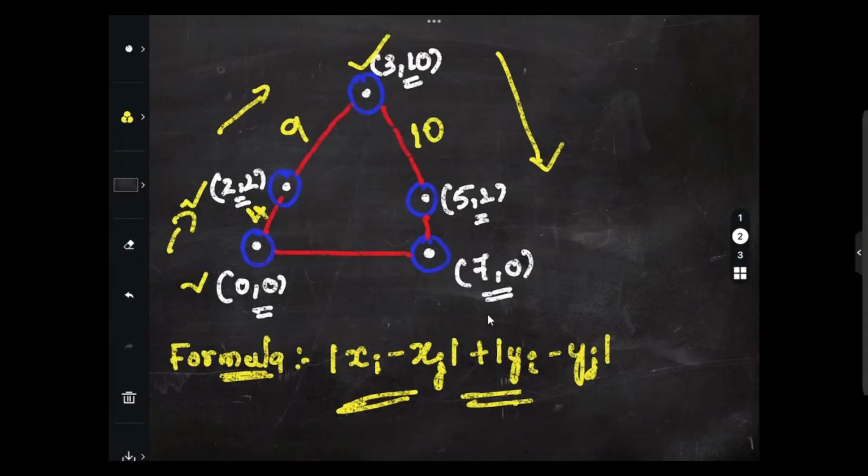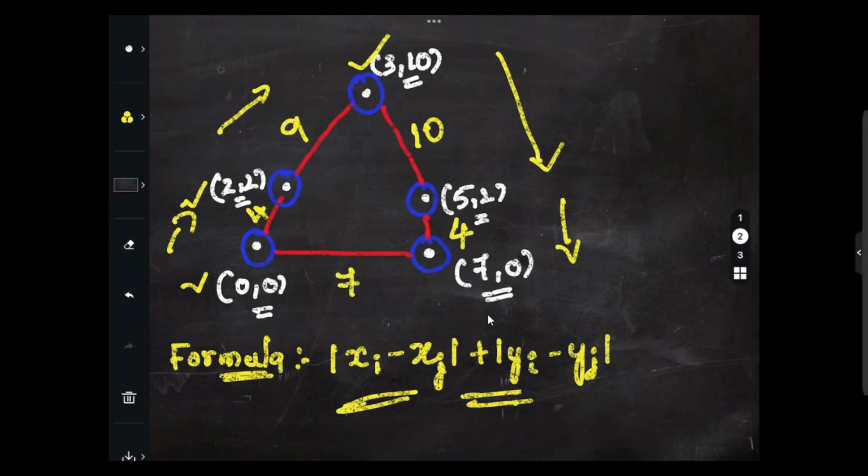Next we'll be calculating this one. 0 minus 2 will be 2, 7 minus 5 will be 2. 2 plus 2 will be 4 in this case. Finally we'll calculate this one. 7 minus 0 is 7, 7 plus 0 will be 7 itself.